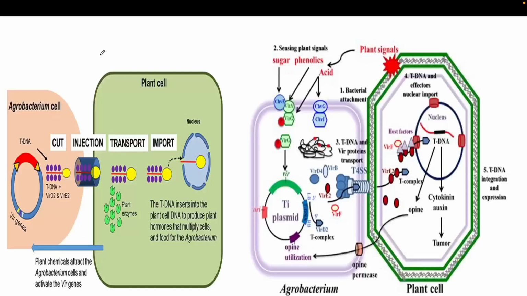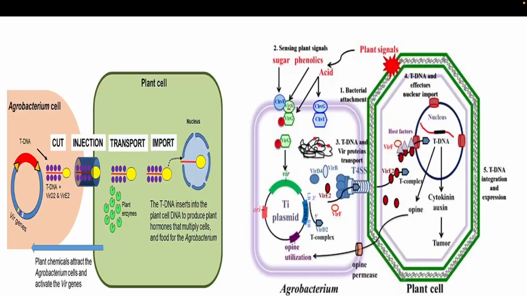So this is the procedure of how the transfer happens. When the plant cell is injured, some phenolic compound is secreted by the plant cell at the site of infection. Then Agrobacterium tumefaciens, through signaling, comes and attaches to the plant cell. The name of this phenolic compound is acetosyringone, and it binds to the virulence A gene.